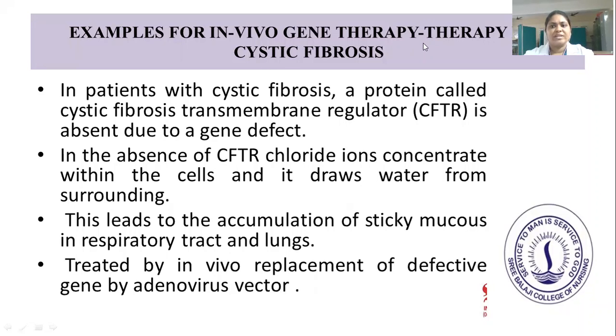An example of in vivo gene therapy mostly takes place in the disease condition called cystic fibrosis. In patients with cystic fibrosis, the protein called cystic fibrosis transmembrane regulator is absent due to gene defects. In the absence of this cystic fibrosis transmembrane regulator, chloride ions concentrate within the cells and draw water from the surroundings. This leads to the accumulation of sticky mucus in the respiratory tract and the lungs, which is treated in vivo by replacement of the defective genes using an adenovirus vector.